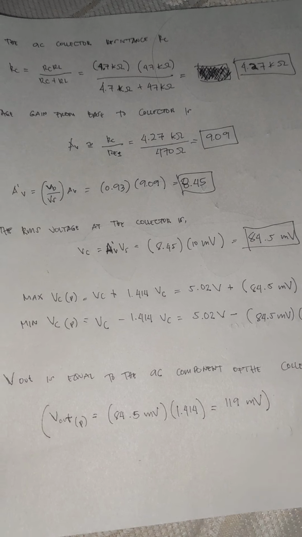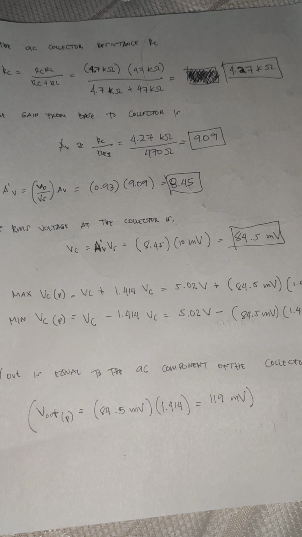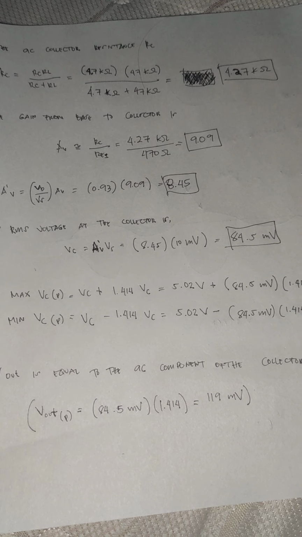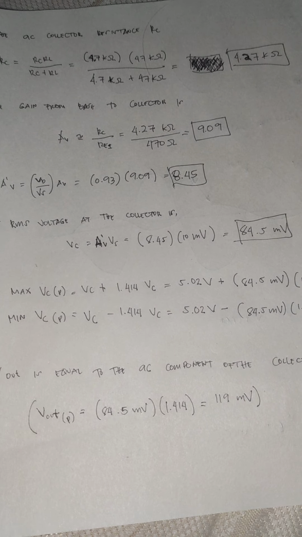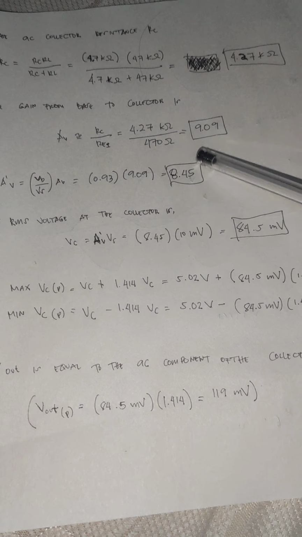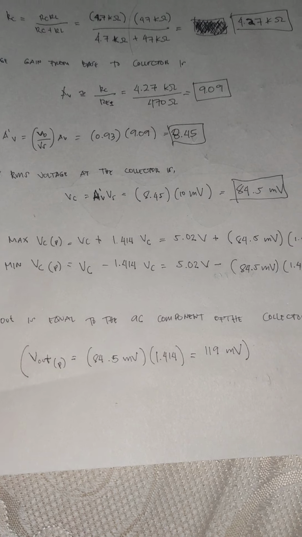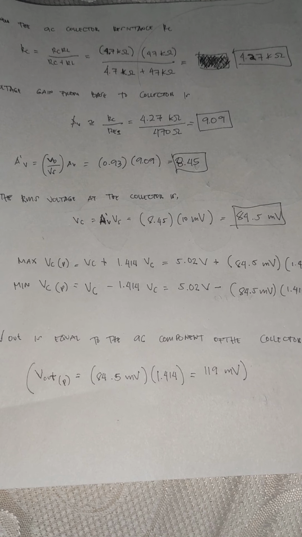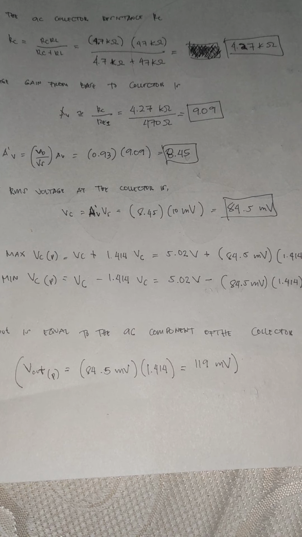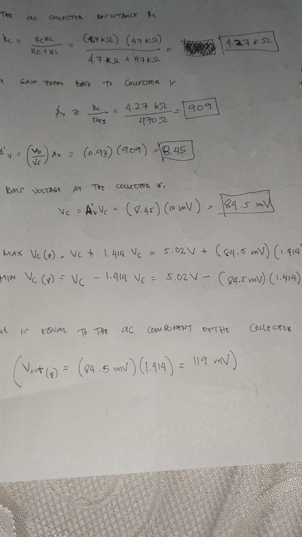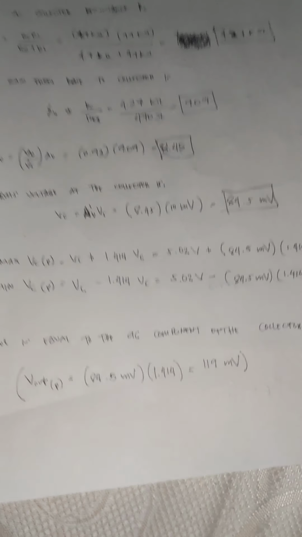AV is equal to VO over VS times AV equals, substitute, 0.93 times 9.09, which is dali na nakuha, equals 8.45. The RMS voltage at the collector is VC equals AV times VS equal to 8.45 times 10 millivolts is equal to 84.5 millivolts.